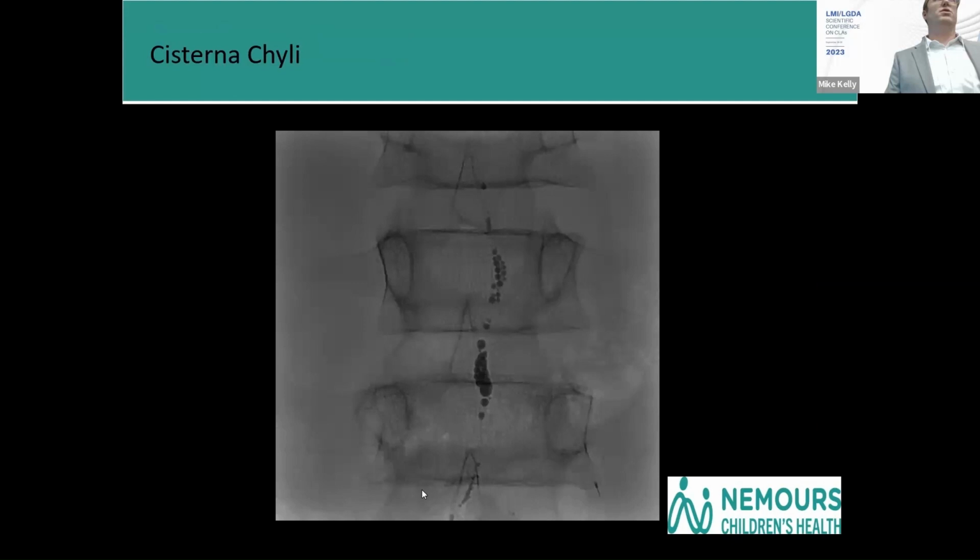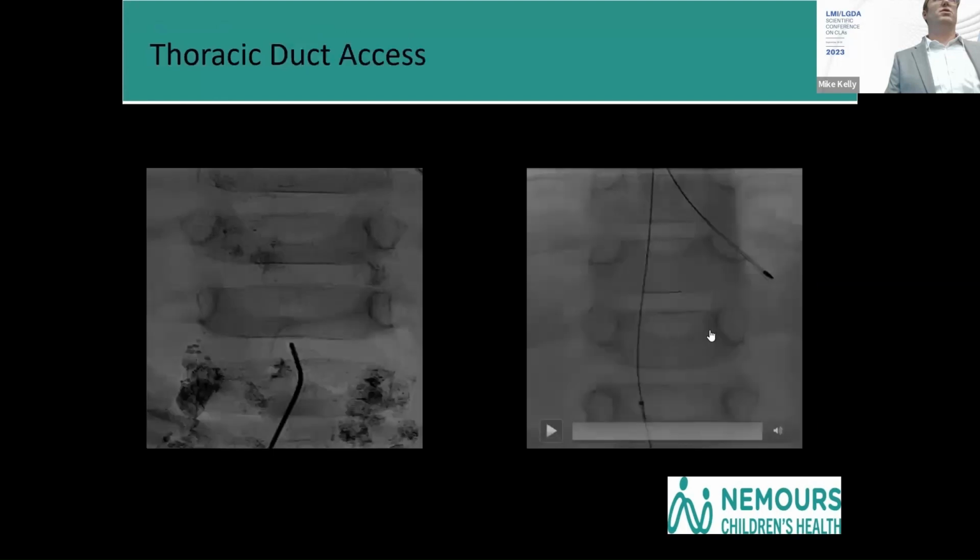So what we do is inject Lipiodol into the groin nodes typically until we see the cisterna chyli, which is in the mid-abdomen. So here we have very nice visualization of the cisterna chyli. We take that needle, and this is what it looks like in real time.